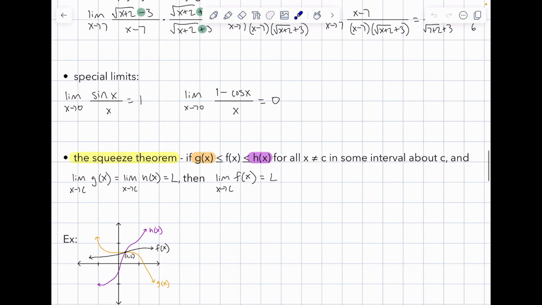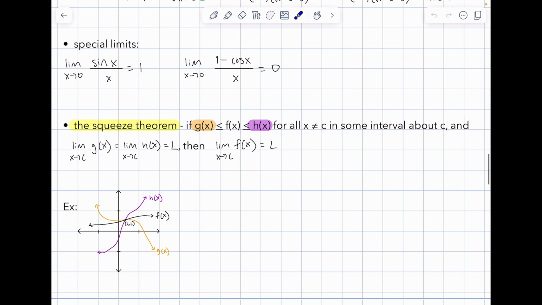There are also two special limits that you have to memorize. That is basically just the limit as x approaches 0 of sine x over x equals 1. And the other one is the limit as x approaches 0 of 1 minus cosine x over x equals 0. So those are just two special limits you have to memorize and know.